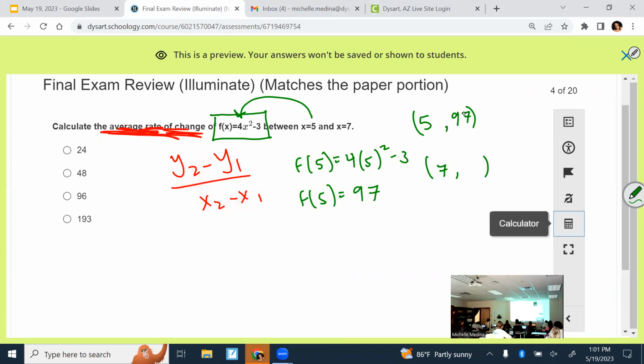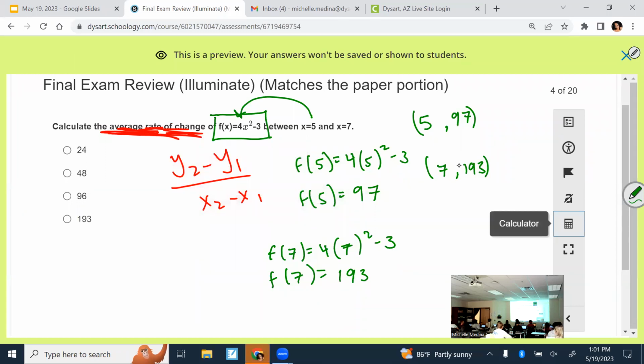The other one is when you plug in the 7. So anywhere that there's an x, now we're plugging in a 7. That'll give us the y when x is 7. So then you plug that in, that's 193, right? Yeah. Okay. That sounds right from when I did earlier.